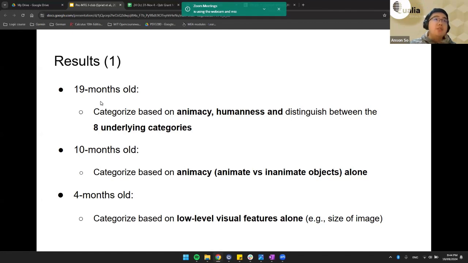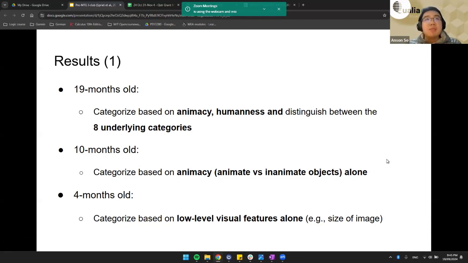And then on the other hand, for the 10 months old, their categorization is not as good as the 19 months. They can only categorize based on animacy, that is, they can distinguish between animate versus inanimate objects. And then for 4 months old, they can't even distinguish based on animacy, and they can only categorize based on low-level visual features like the size of the image, the elongation, and the compactness of the image. So that was the result for the first part.